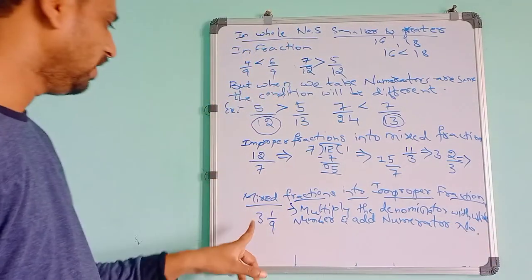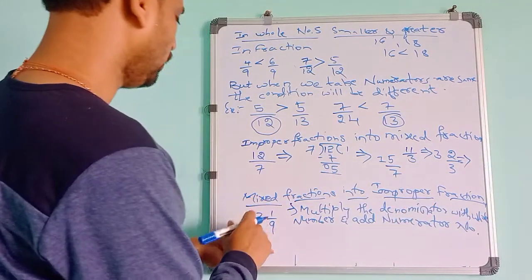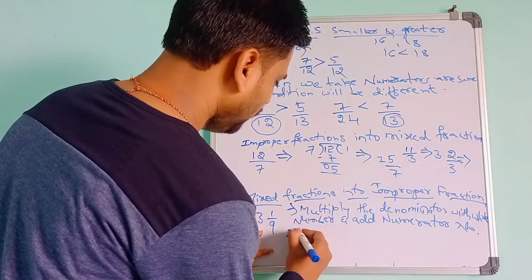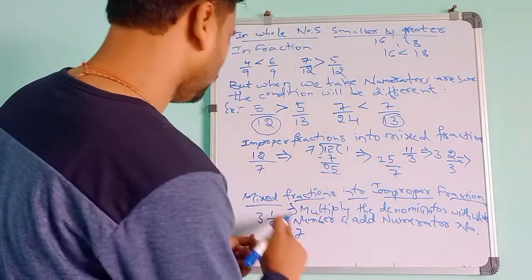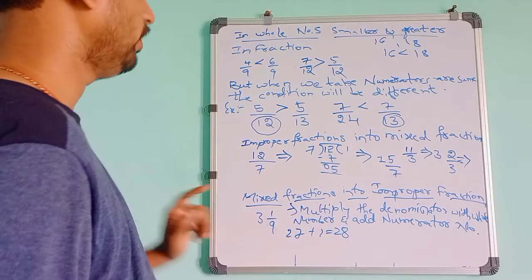So how? 3 integer 1 by 9. First you have to multiply the denominator with the whole number. This is the whole number and this is the denominator. So 9 3s are 27. Then add the numerator. The numerator is 1. So 27 plus 1 is 28.